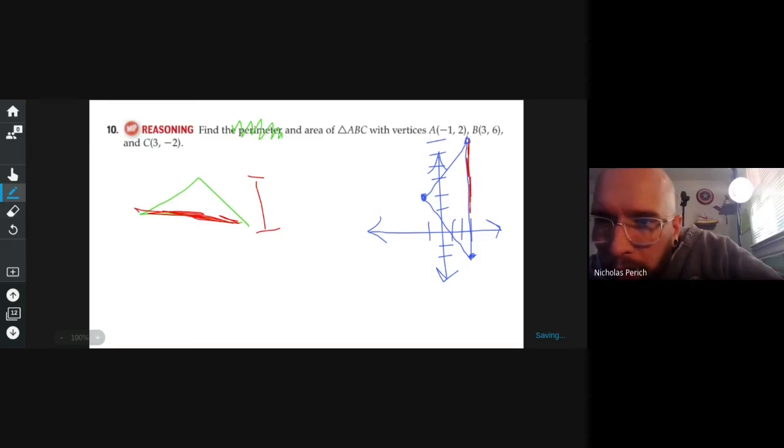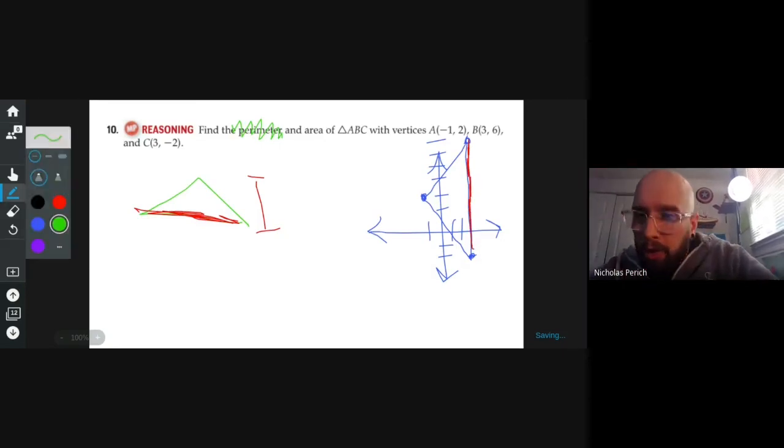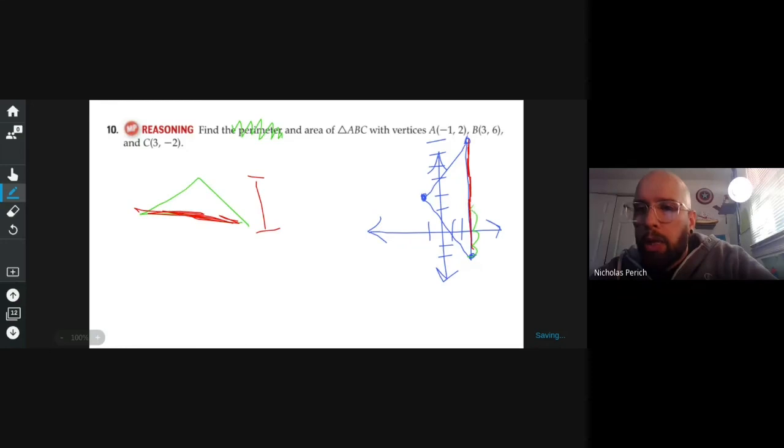Now, I can find out how long that base is, and it's not hard at all. You ready? I know that this is -2, and all the way up there is 6. So why don't we count? 1, 2, 3, 4, 5, 6, 7, 8. My base is 8 units long.